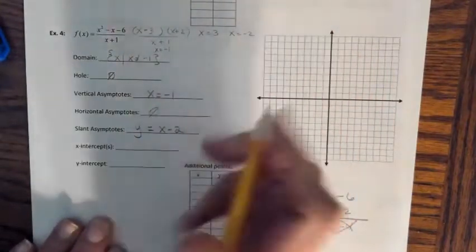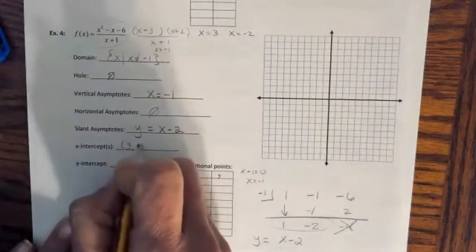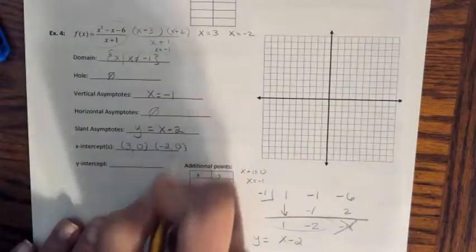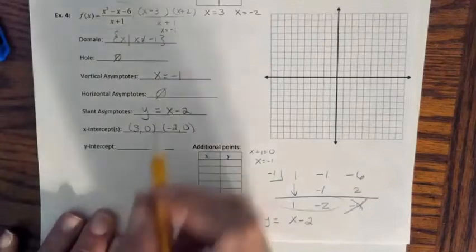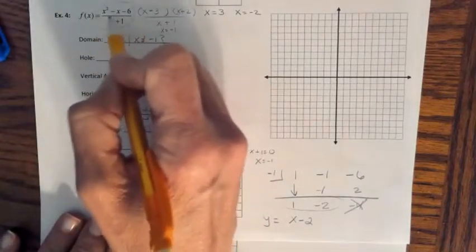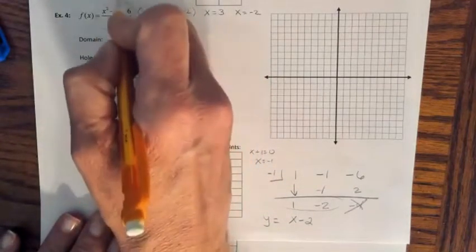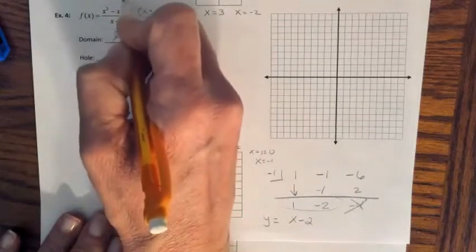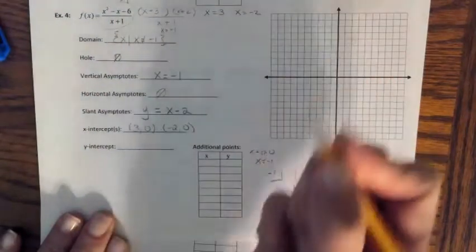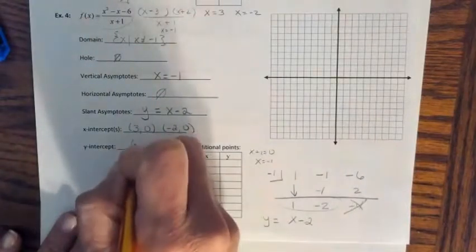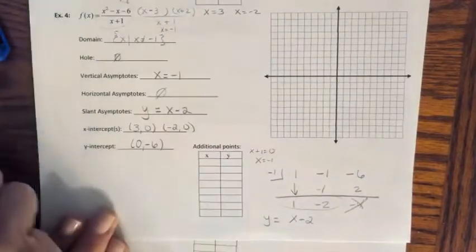So I'll have two x-intercepts, 3, 0, and -2, 0, and my y-intercept. Replace all your x's with 0. So I get -6 divided by 1, so -6. So my y-intercept is the point 0, -6.